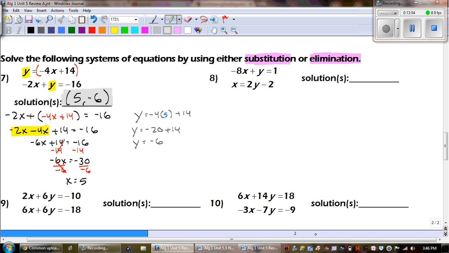All right, number 8. That's right, you get to do number 8 on your own. Now, what I would do, I would do substitution. Okay, go ahead and pause the video, and good luck.